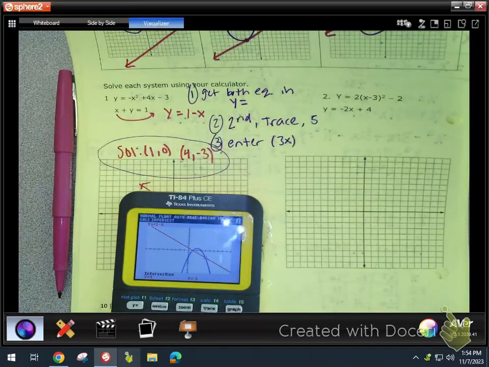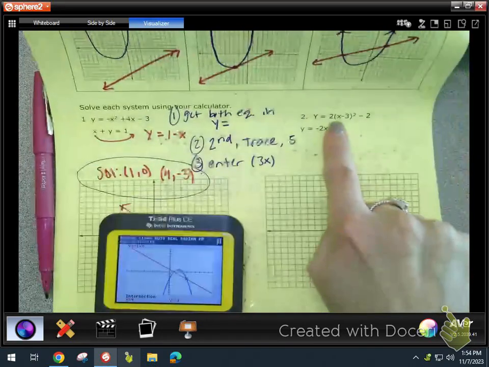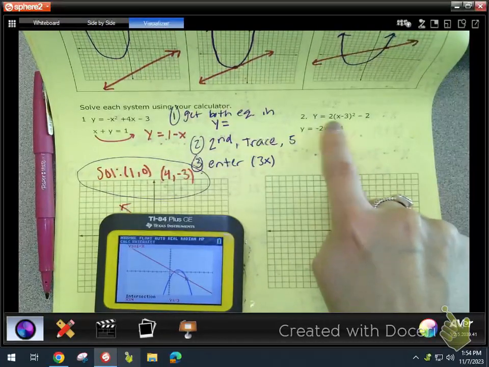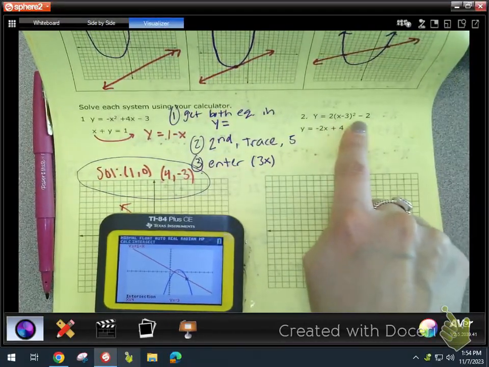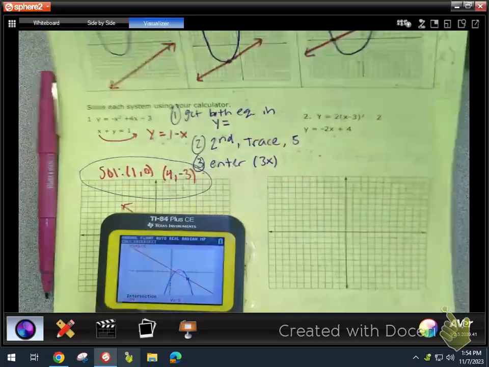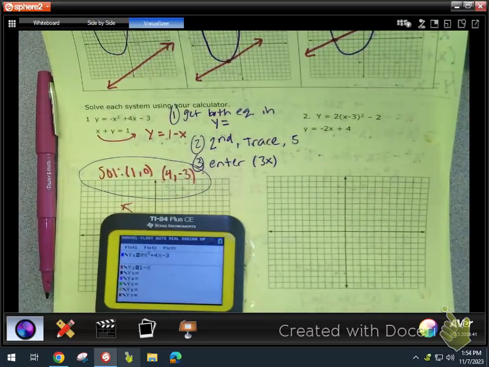Okay, so I want you to try number 2. You can type number 2, even though, what form is this quadratic in? That's technically vertex form. You can type in vertex form. You don't need to convert it. You can put that in Y1, Y2, calculate your solutions, ready, set, go.